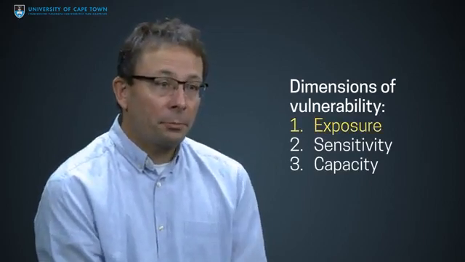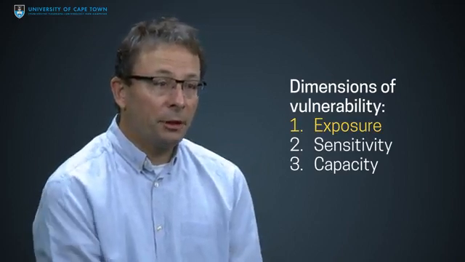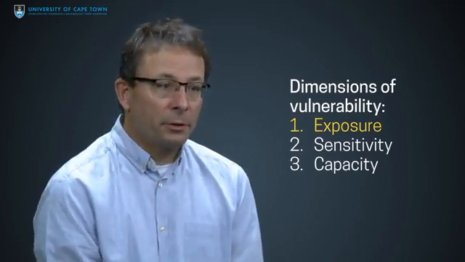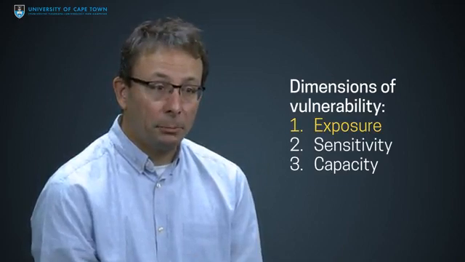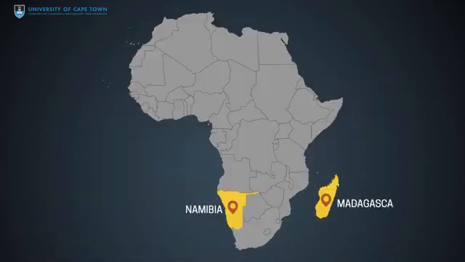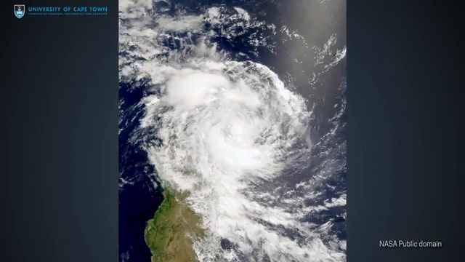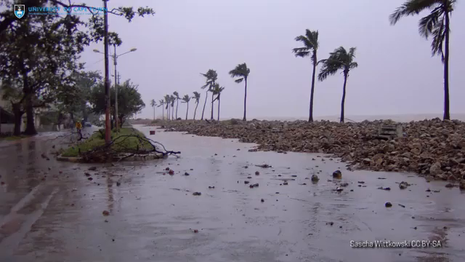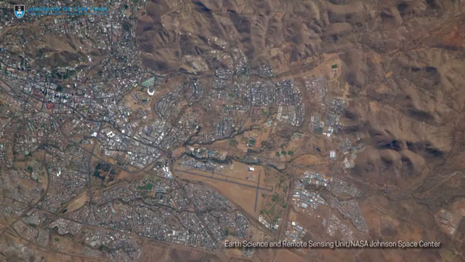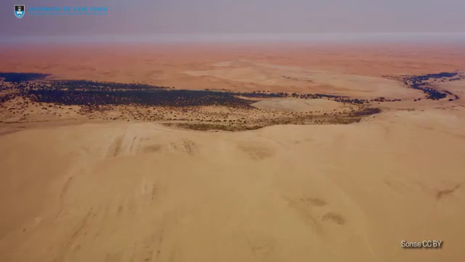So if we look at exposure in a bit more detail, what we're really talking about here is what are the climate risks in a particular setting that people are exposed to. So let's compare, for instance, Madagascar to Namibia. In Madagascar, the communities there are exposed regularly to tropical cyclones because Madagascar lies in the typical pathway of Indian Ocean hurricanes. In Namibia, there's never a hurricane that hits Namibia, so they're not exposed to that particular hazard.